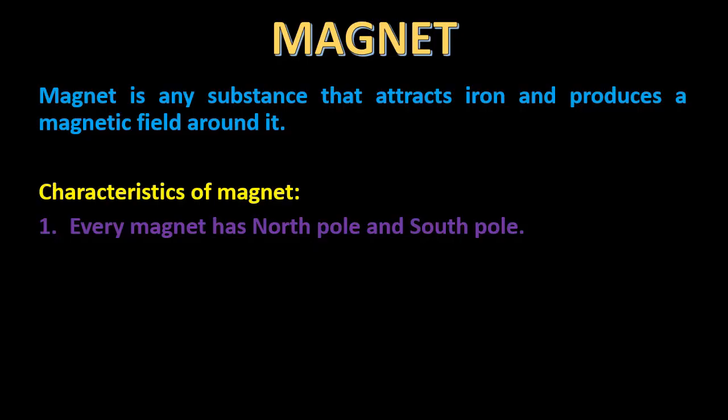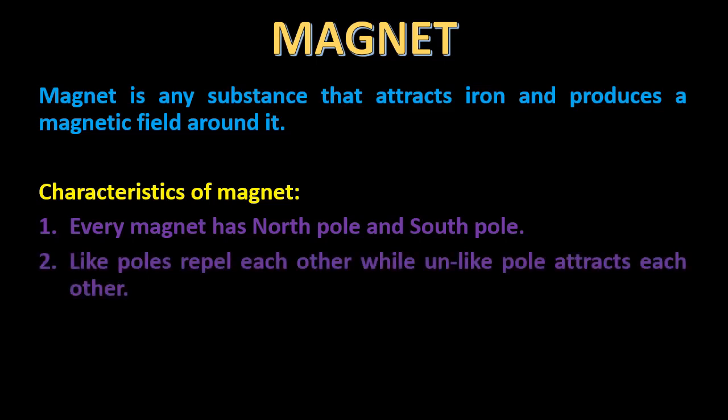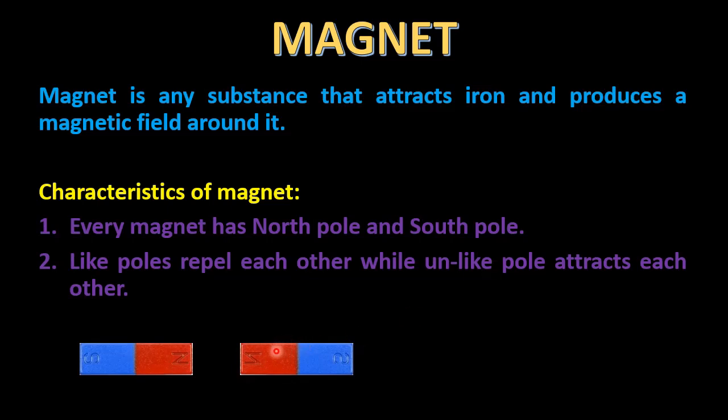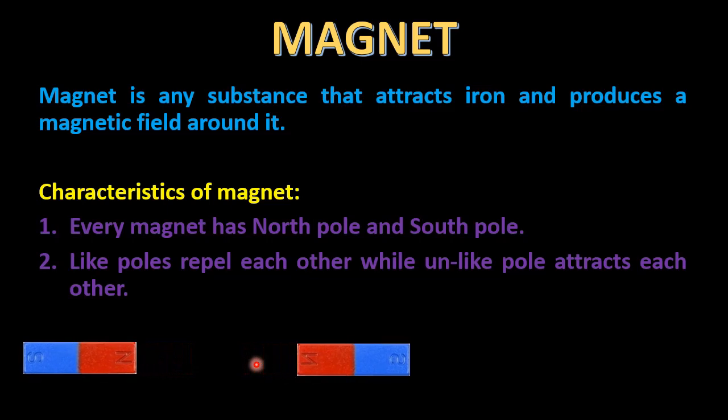Now the second characteristic of a magnet is that like poles repel each other while unlike poles attract each other. Like poles here means either two north poles or two south poles, and unlike poles means a north pole and a south pole. So here we consider two magnets, and the north pole of one magnet is facing the north pole of another magnet. If the north poles of two magnets are kept very close to each other, then they will repel each other. Repel means they move away from each other.